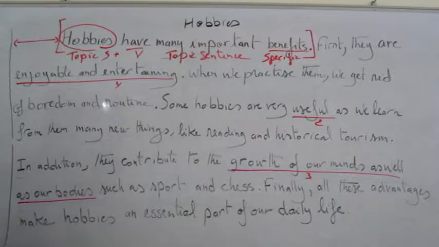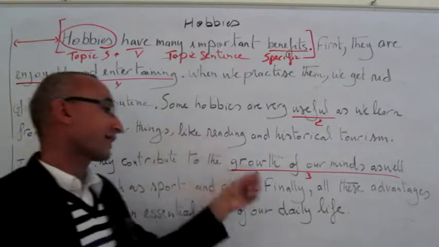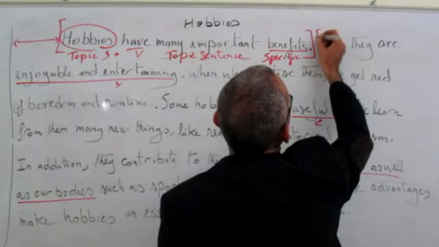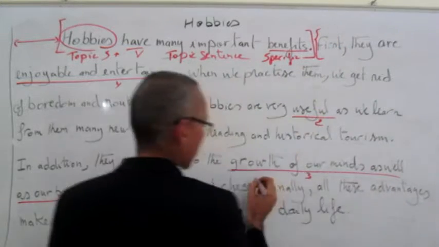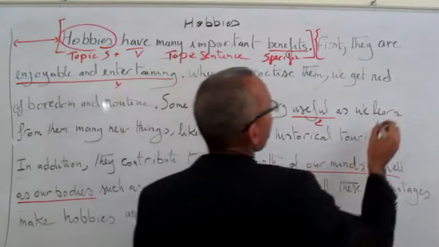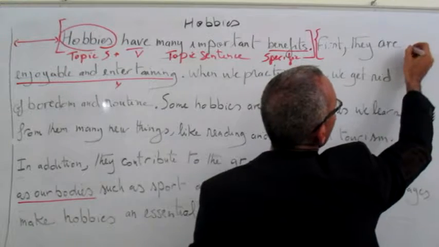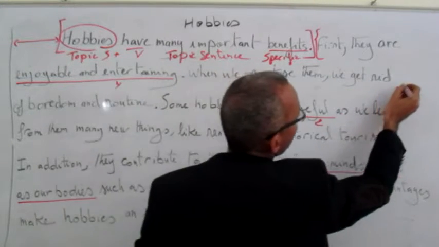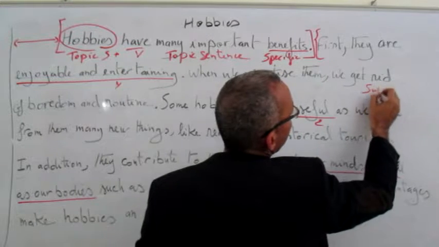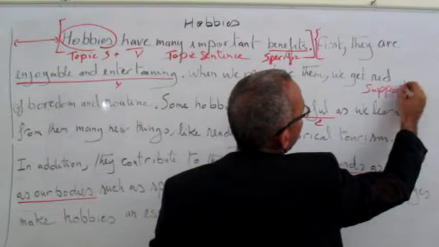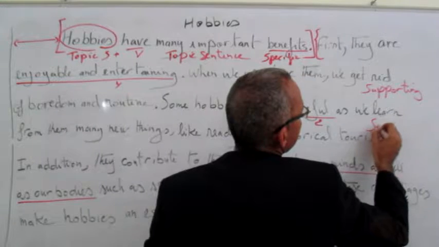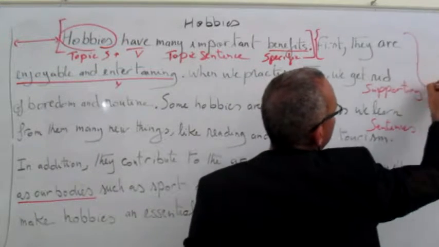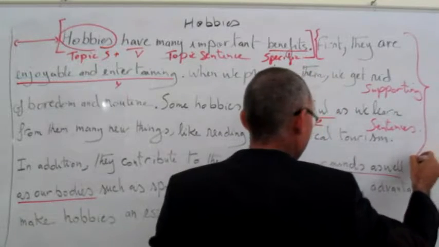Alright, these hobbies. Then we go on to our last part of the paragraph. So these, starting from here till finally here, are my supporting sentences. All this part.